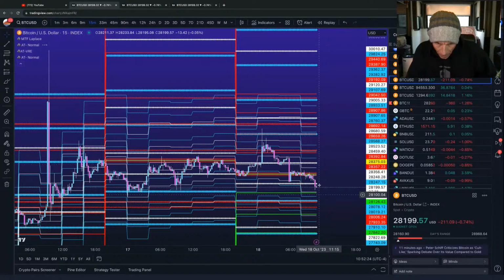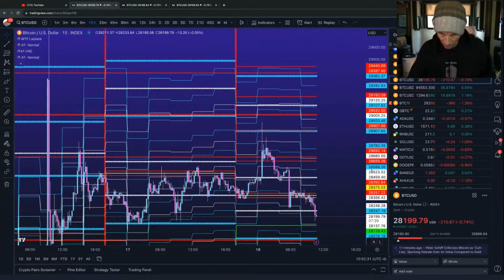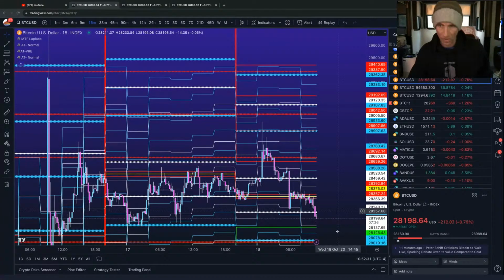All right, here we go. That next 15-minute candle rejected off the bottom side of the 63 on BTC. I'm still waiting for this drop right to 28. You see what happens when it gets there.